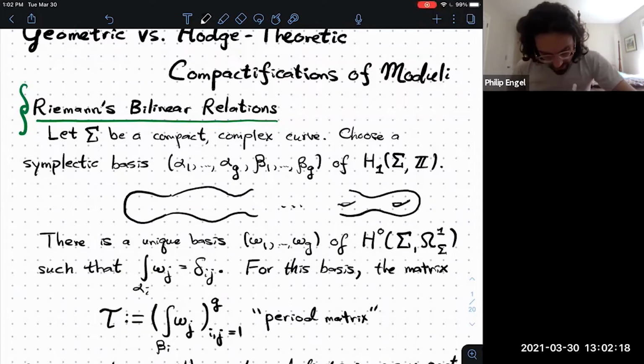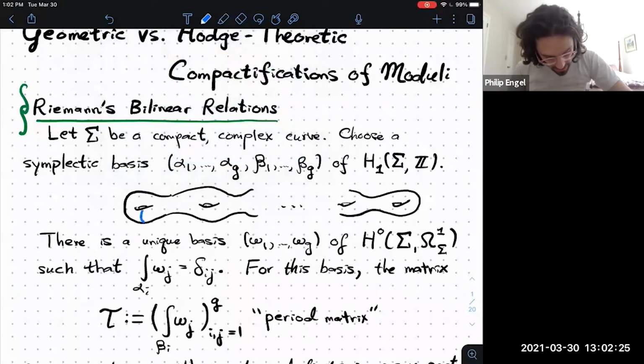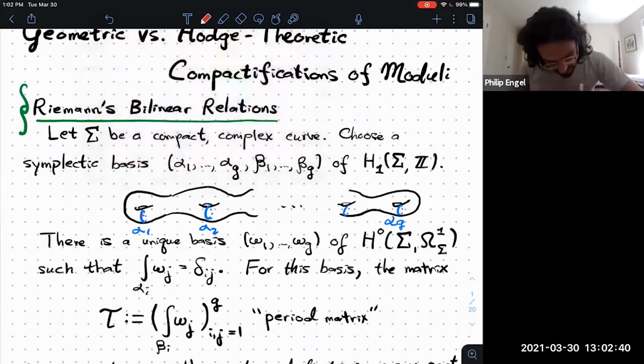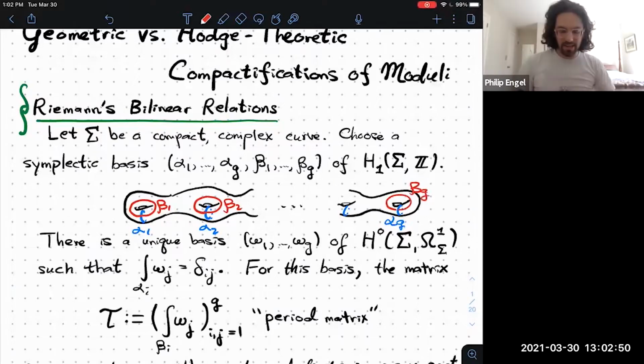Some Riemann surface of genus G, and we are choosing a basis of the first homology as follows. So perhaps these blue curves are alpha 1, alpha 2 through alpha G. They don't intersect each other. And these red curves, beta 1, beta 2 through beta G, are another collection of curves that don't intersect each other.